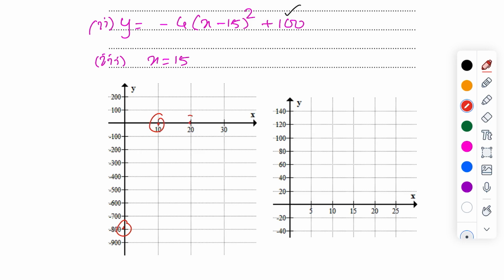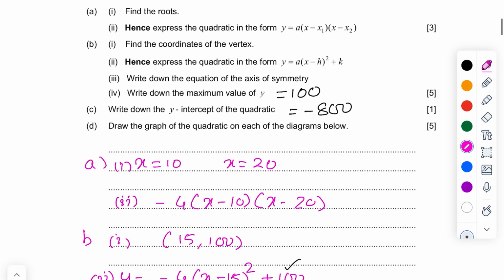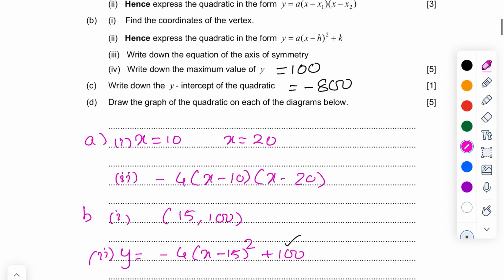Roots are 10 and 20. So I'm going to draw a parabola joining all. So this is going to be the axis of symmetry. Axis of symmetry is going to be x equals 15. Next one, draw the graph and the quadratic on each of the following.